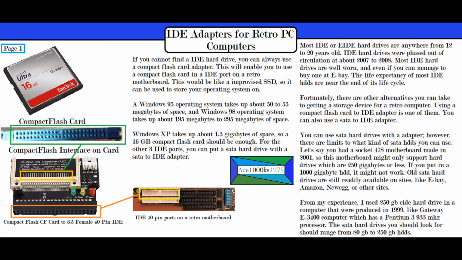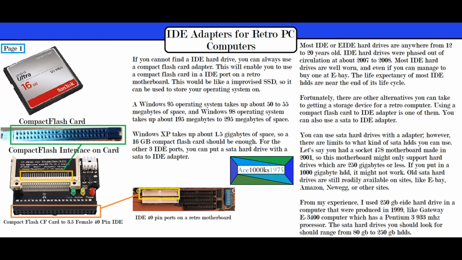So if you want to install Windows XP, that would take up about 1.5 gigabytes of storage space. So a 16 gigabyte compact flash card should be enough. That should be enough memory.